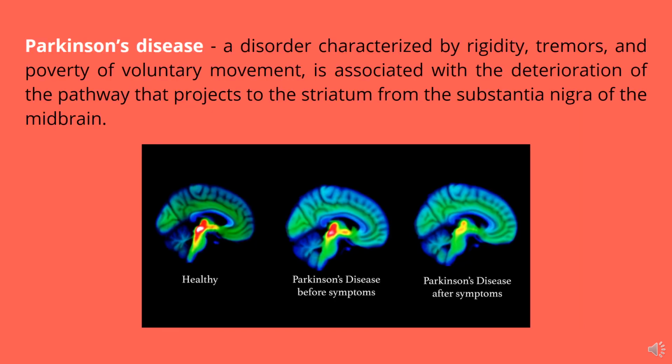The basal ganglia play a role in the performance of voluntary motor responses and decision-making. Of particular interest is the pathway that projects to the striatum from the substantia nigra of the midbrain. Parkinson's disease, a disorder characterized by rigidity, tremors, and poverty of voluntary movement, is associated with deterioration of this path.